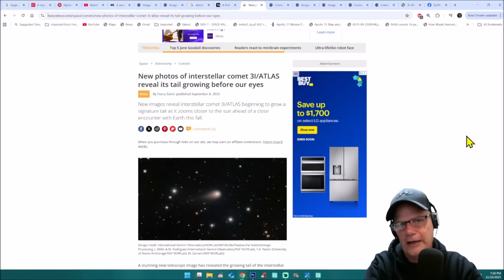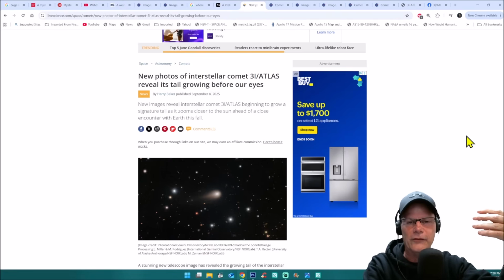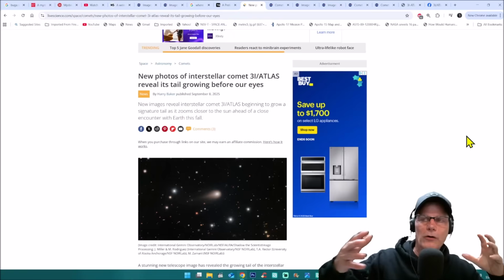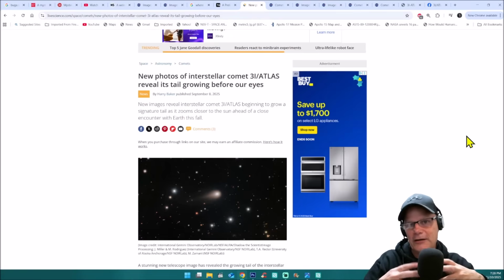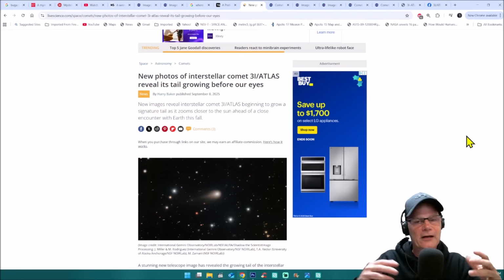No, it was just a tail. As it gets closer to the sun, it's going to grow a longer tail because of the now expanding inside of this comet. It's now jets of ice and other compounds that it's made up of.